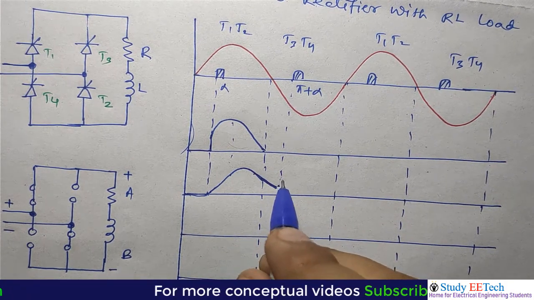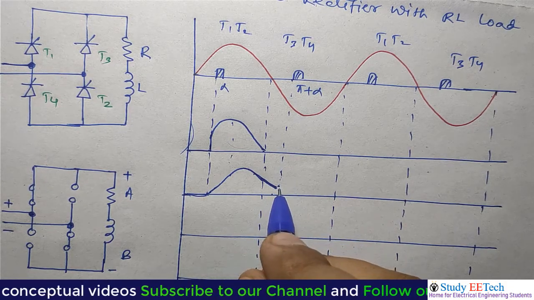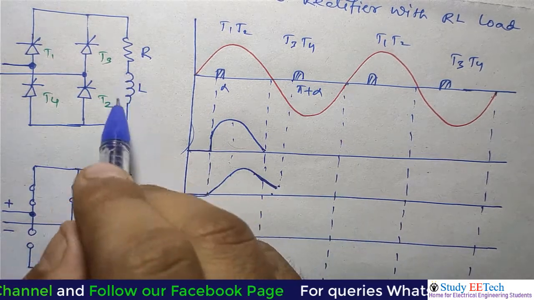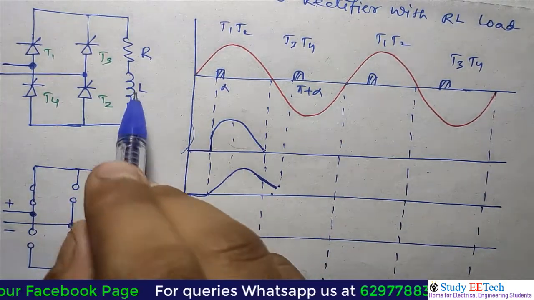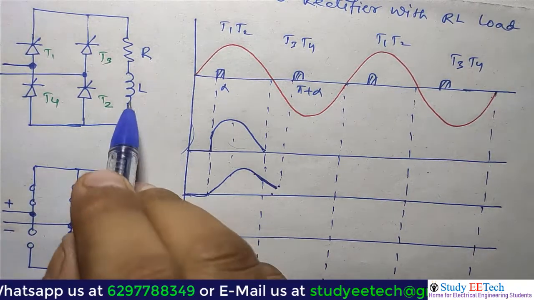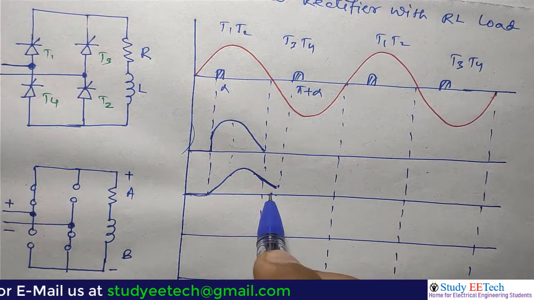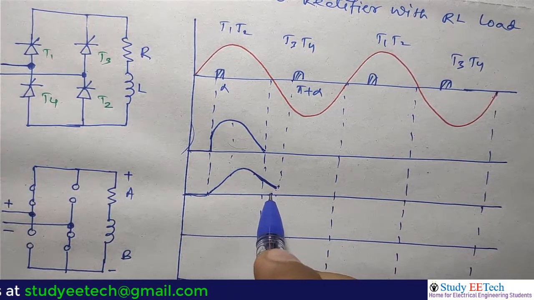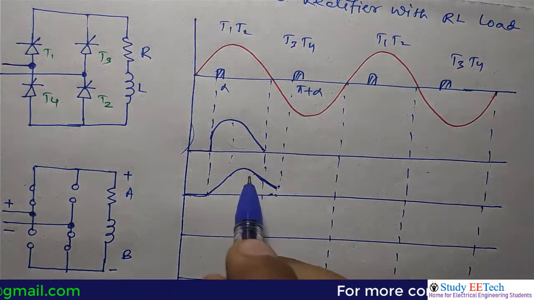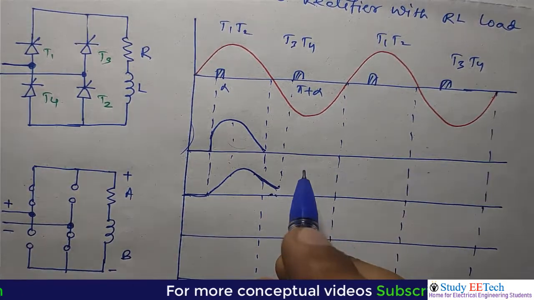Now there may be a question whether the current can be 0 before the pi plus alpha point is reached or not. Yes, that can be reached or that cannot be reached. That totally depends upon the inductive value. For high inductance, current will be more lagging and the current may not be 0. For low inductance, the current may be 0 before the pi plus alpha point is reached. Now if the current reaches 0 and there is a duration of 0 current, we will call it discontinuous conduction. Otherwise we will call it continuous conduction. Here we are assuming continuous conduction.